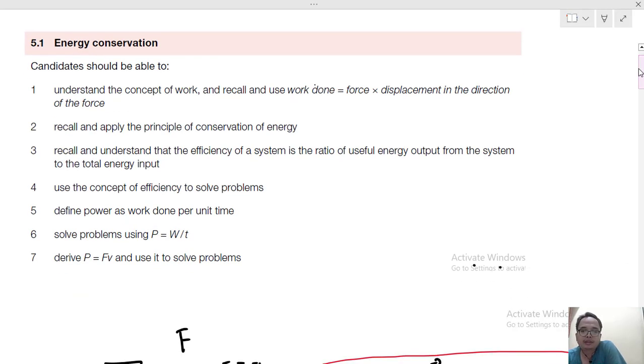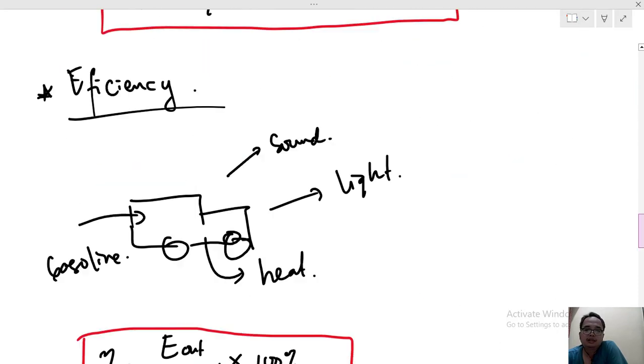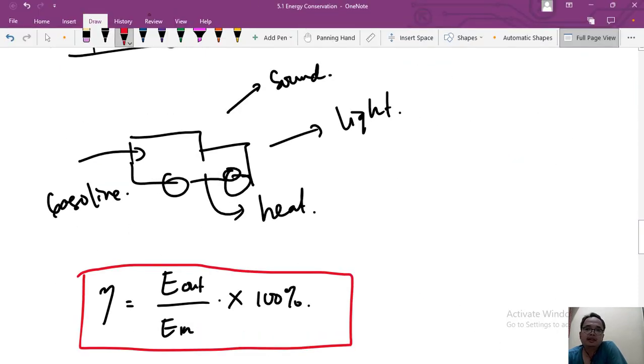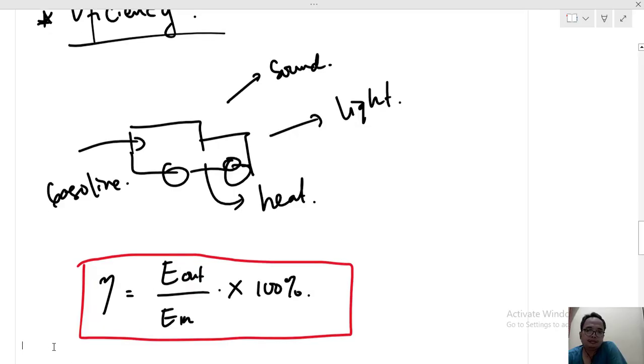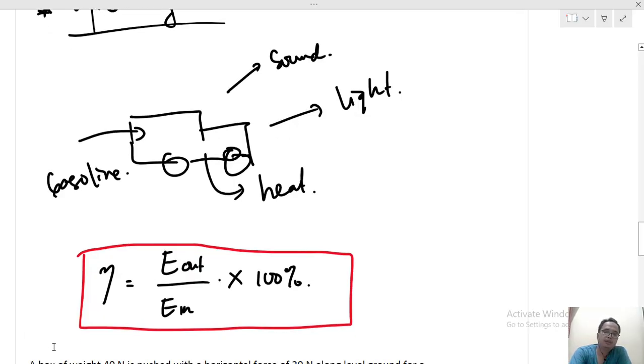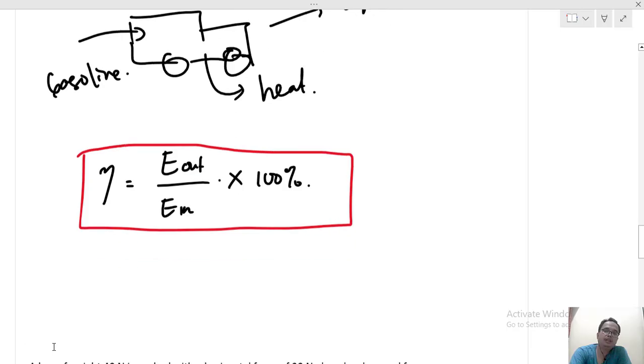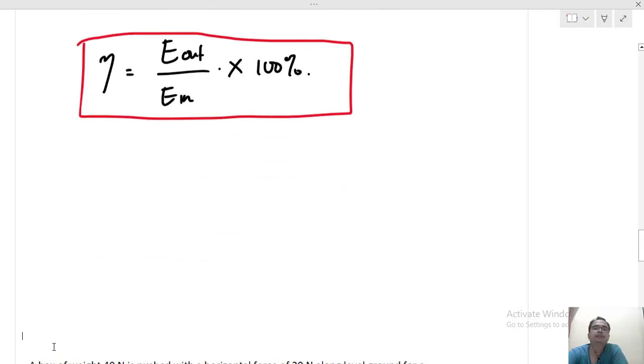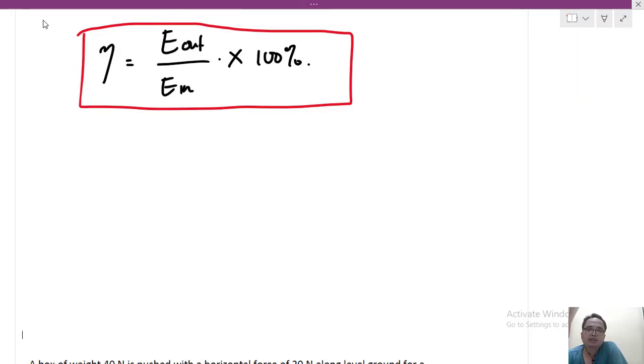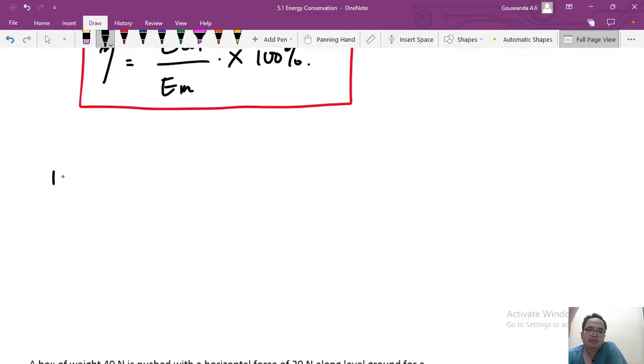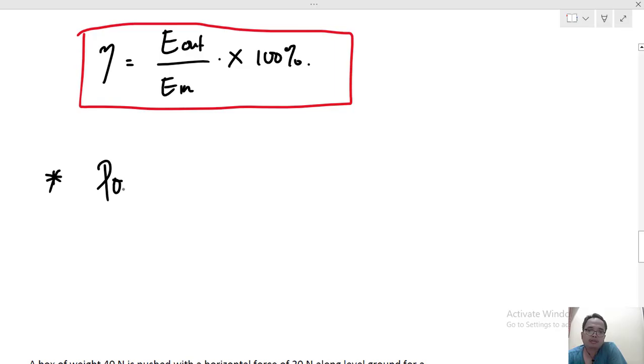Define power as work done per unit time. Power. Let's talk about power. Power Rangers? No, not Power Rangers. What is power?